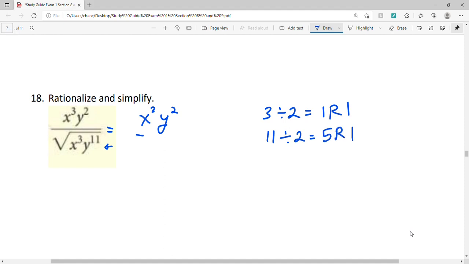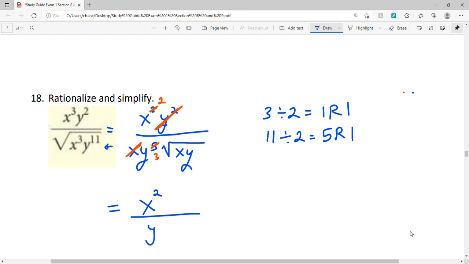So I could rewrite the denominator as x to the first, y to the fifth, times the square root of xy. This allows me to simplify. The y squared cancels out with 2 of these y's, leaving us 3 left down here. And one of these x's reduces with one of these x's, leaving 2 x's on the top. So this simplifies as x squared over y cubed times the square root of xy.